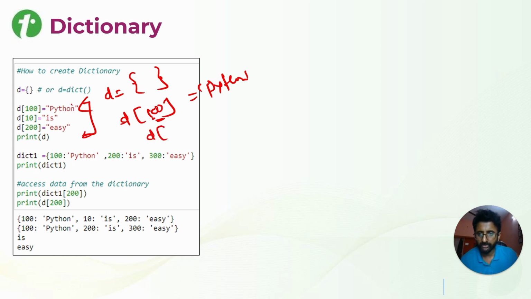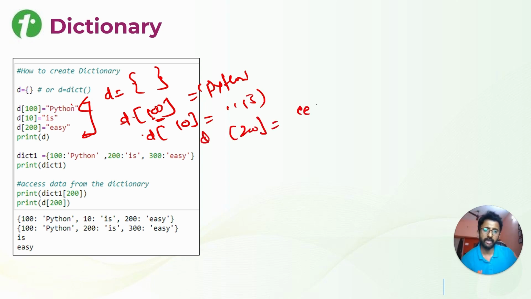Now D of 10, the same dictionary, with another key 200 and value EC. So whenever I print the whole dictionary D, I will get 100 Python, 200 EC. This will be the output. Similarly, for example, with opening and closing brackets, inside that I can directly write key value pairs comma separated and print the dictionary.